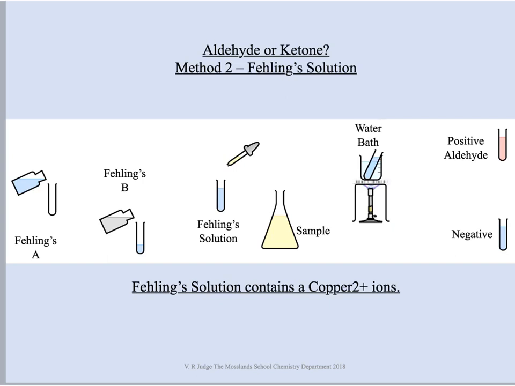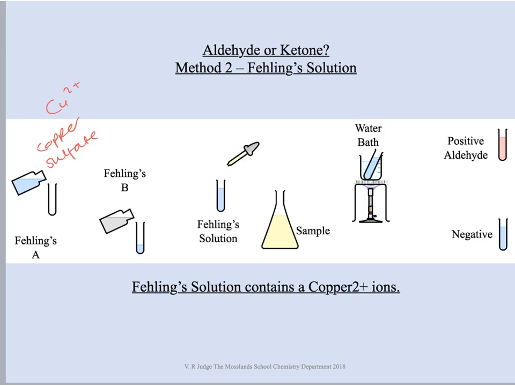It comes in two solutions, so you start with Fehling's A and Fehling's B, and you have to mix those two solutions together to make your Fehling solution that will actually work on your sample. So you don't really need to know the ins and outs of it, but the Fehling solution A is just a copper sulfate solution. So it's got copper 2+ ions in it.